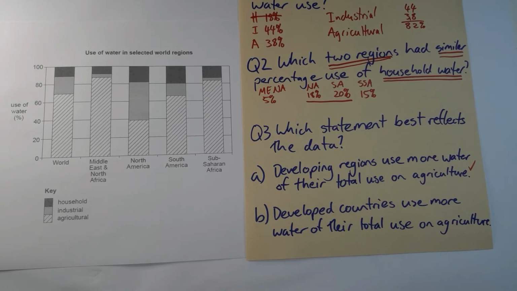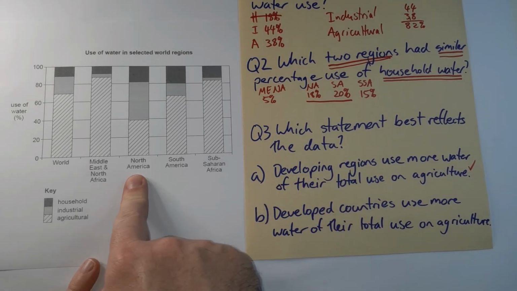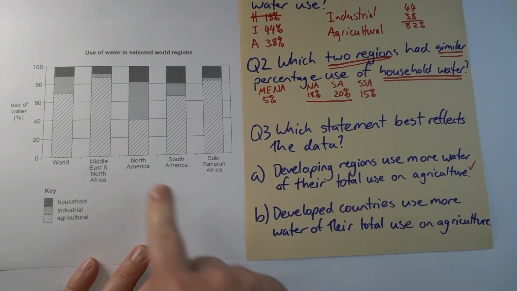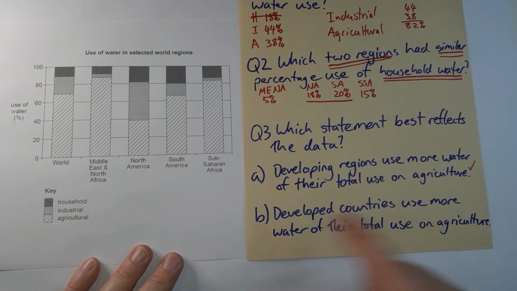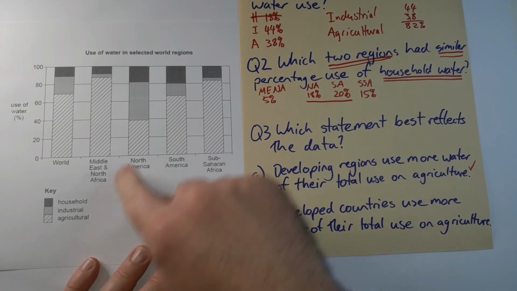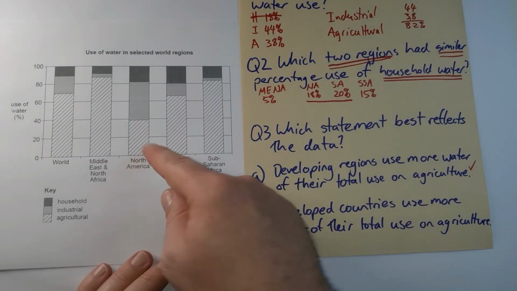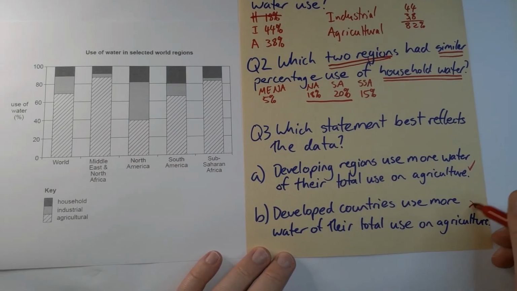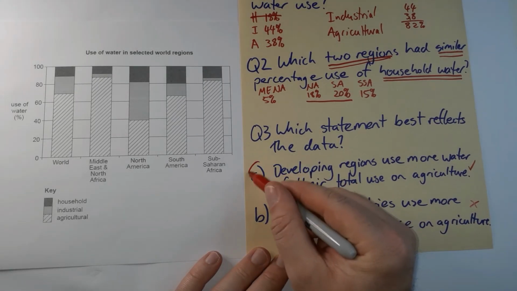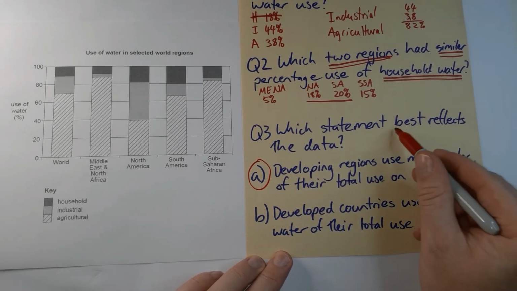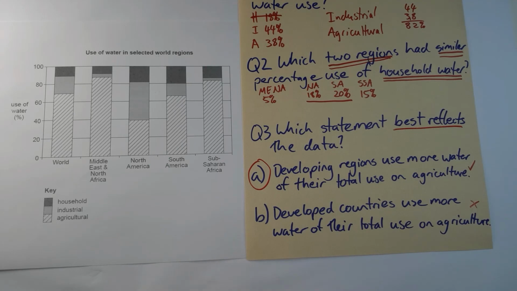So the one that we specified wasn't developing was probably North America. So does it use most of its water for agriculture, which was the lightest shade? Well, it's actually the smallest out of all. So I would say that that's probably not true. So I've just confirmed my suspicion that this is the most correct statement that best reflects the data that's been presented here. And that's it.